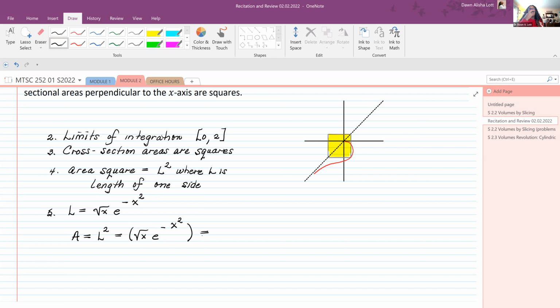What does that simplify to? That's this squared.